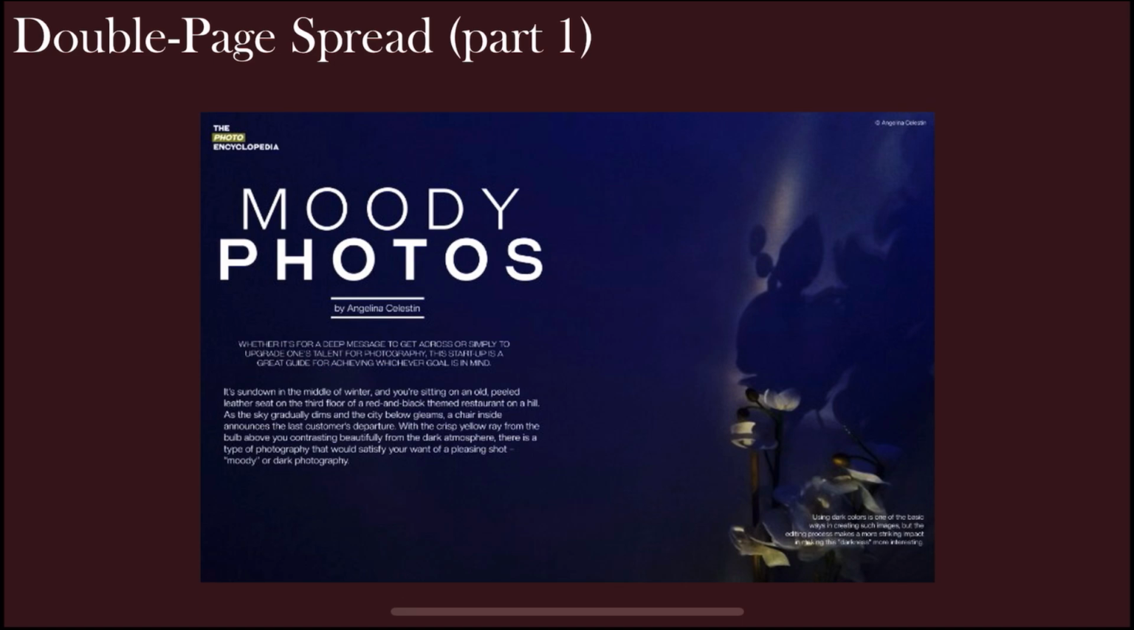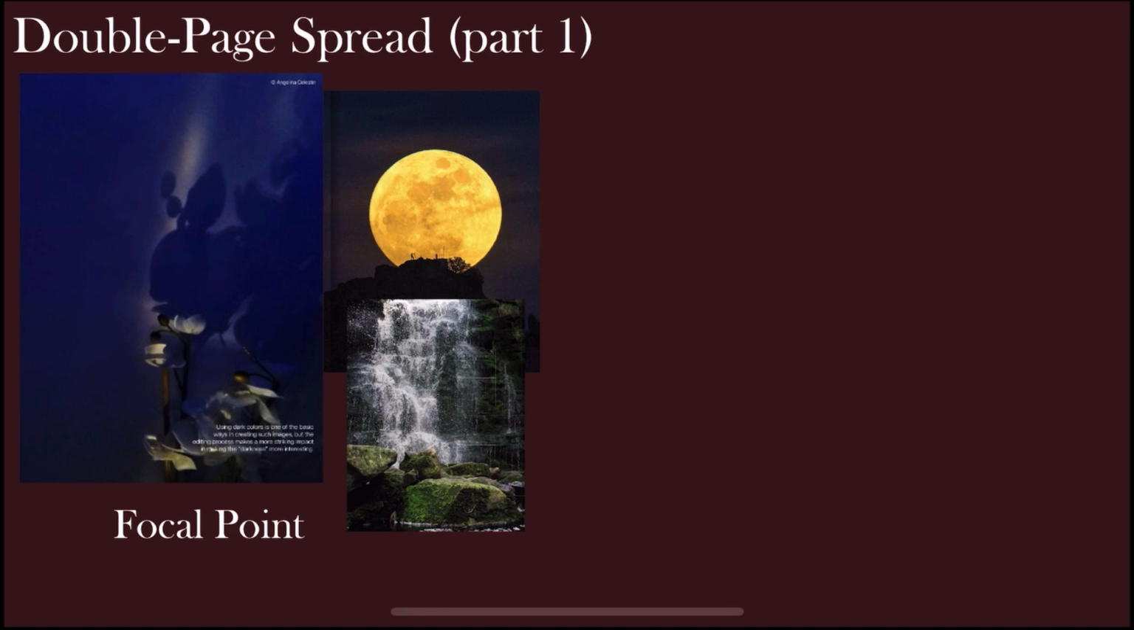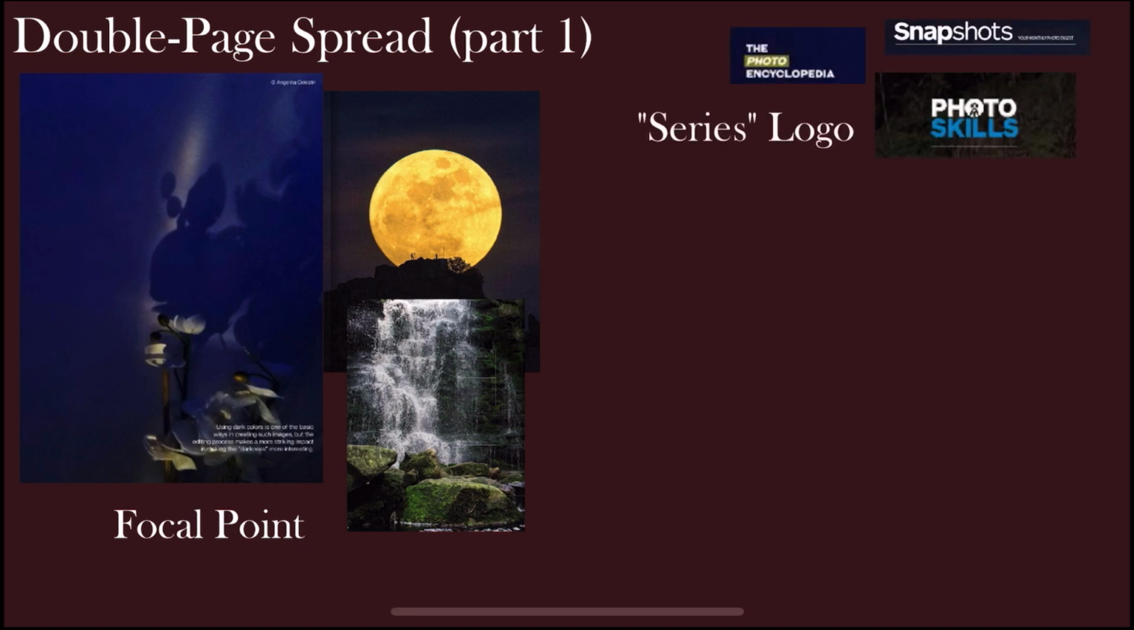This is my introductory spread, or opening spread. This is basically where you give an introduction to the double page story, which is common to see in photography magazines. The focal point of each photograph is placed on the opposite side of the spread while the text is on the other, so I applied that to my own magazine. There's also usually a little series logo on top of the introduction, like snapshots and photo skills, so I made mine called the Photo Encyclopedia.